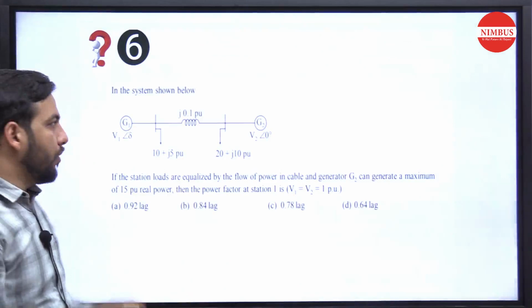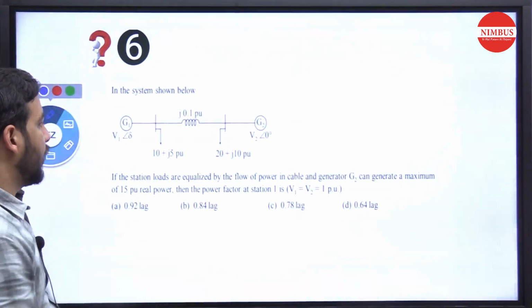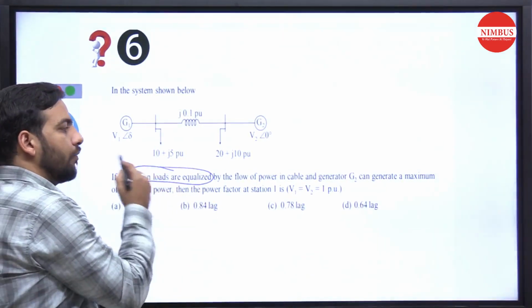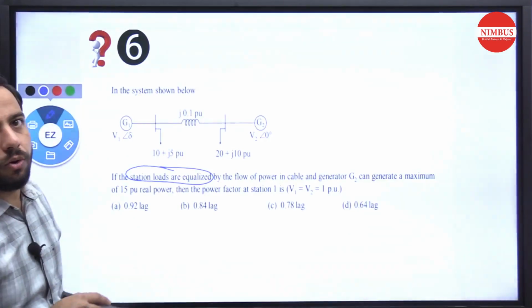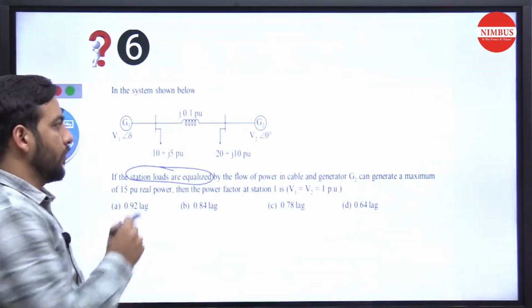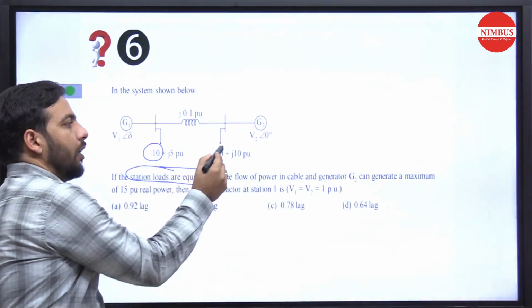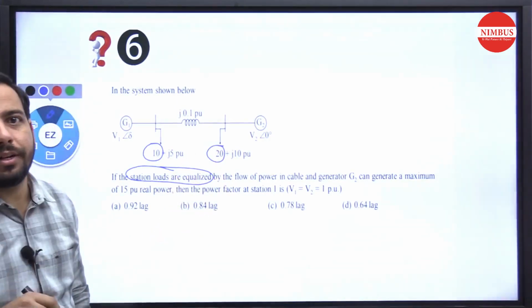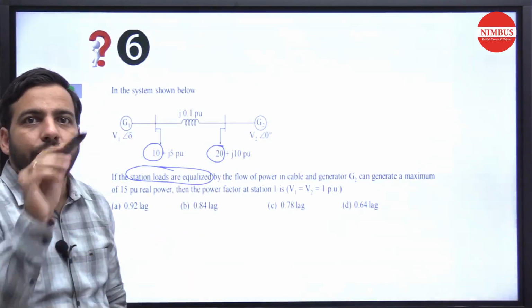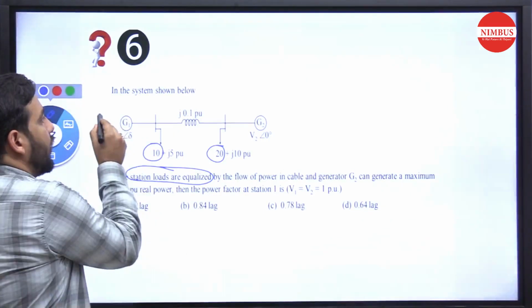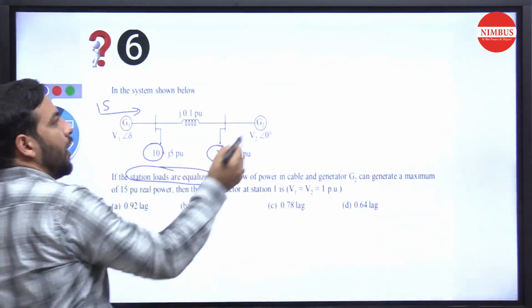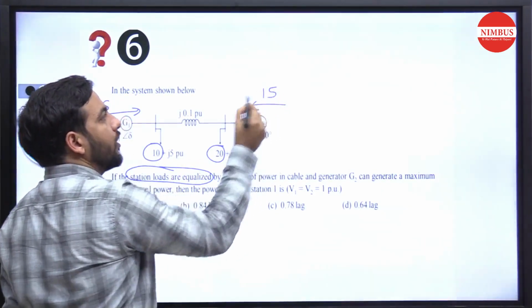As we have talked about in the questions video, station loads are equalized. First of all, you need to calculate the total station load. Load means only P. Here it is 10, here it is 20, so the overall is 30. 30 will be equalized by 15 and 15, so from here it will be 15, and from here also it will be 15. This is P.